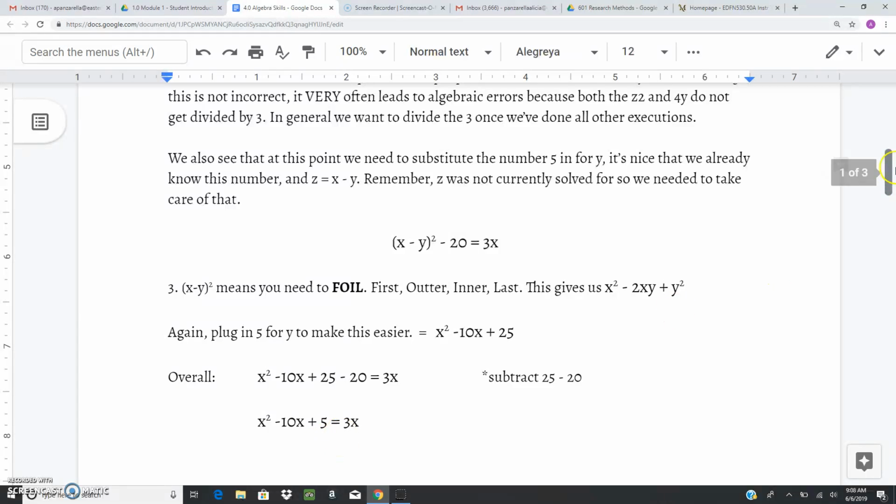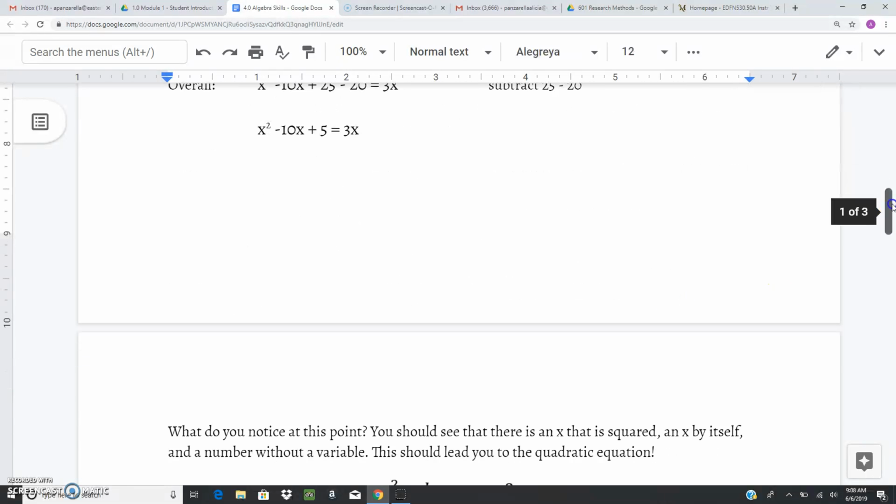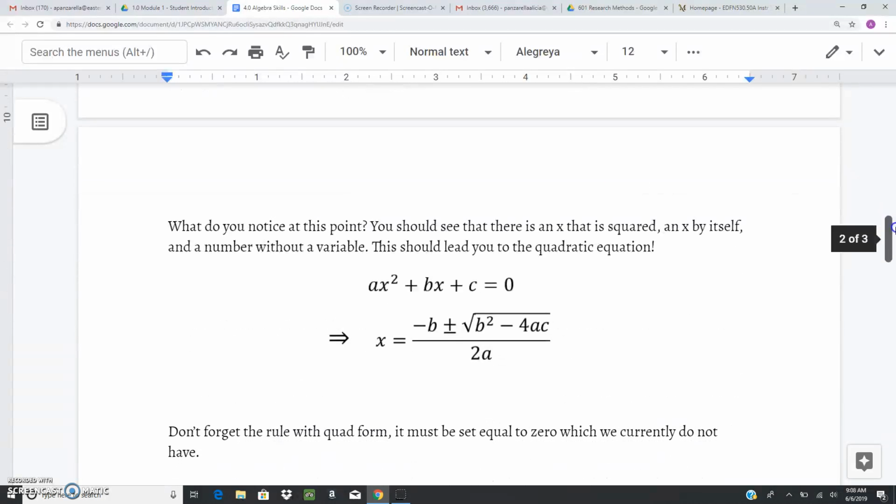But now, when you look at this, you should start to notice something at this point. You should notice that you have an x squared, and you have an x, and you have a number that doesn't have a variable at all. So looking at that, we know that really we can't factor anything out, because that's not going to do us a whole lot of good, but we can use the quadratic formula.